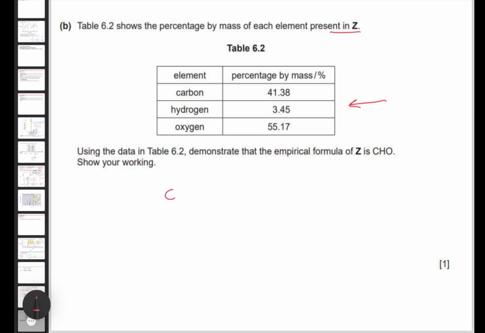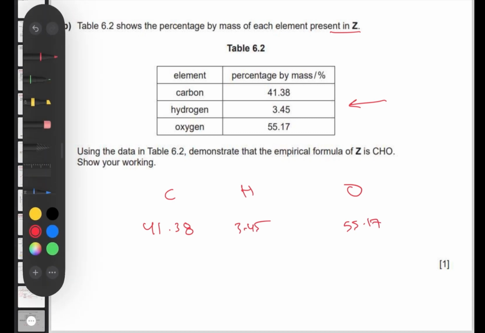Okay, we can say CHO. And then we have to divide 4.138. Okay, this is the mass percentage. The hydrogen is 3.45, and for oxygen is 55.17. We determine the empirical formula by dividing over their atomic masses.